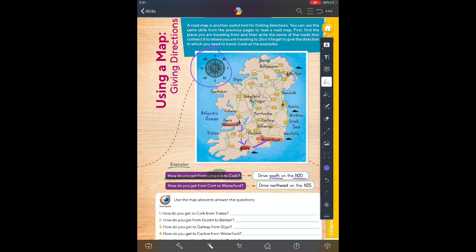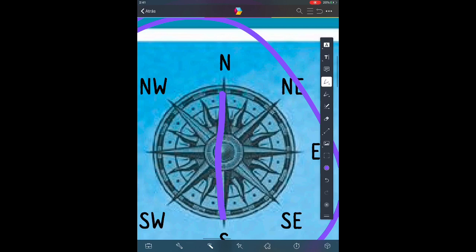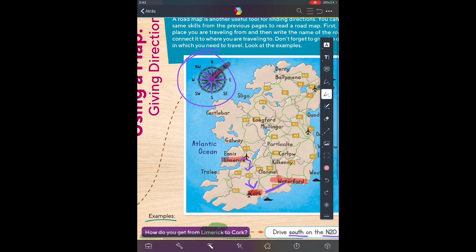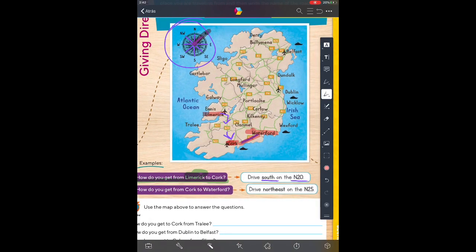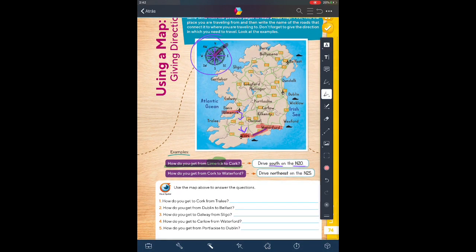So if you check your map, what direction is going like that? So you have this, you have this, you have this, and you have this. So which line is going like this? Northeast. Can you see? So that's how you know in what direction you're going. You need to check your compass rose. So in this case, it says that you need to drive northeast on the N25. So that's how you're going to answer the next 5 questions with this map and the compass rose, okay?